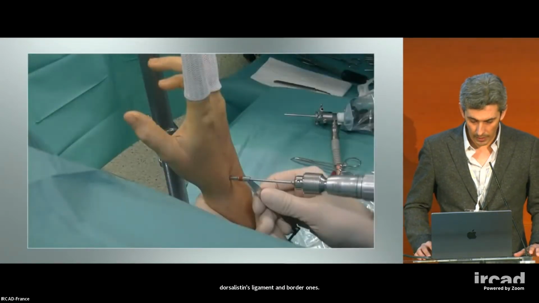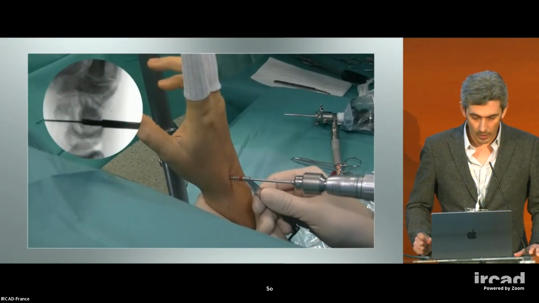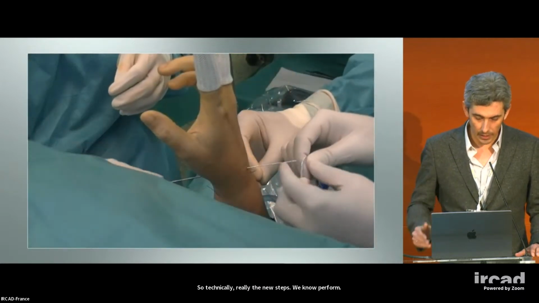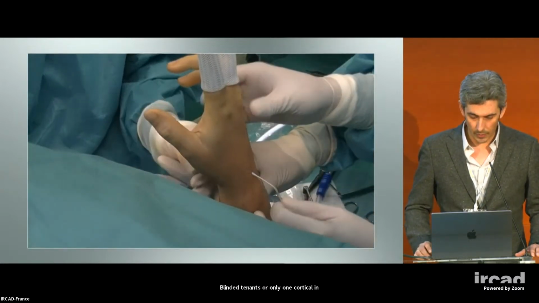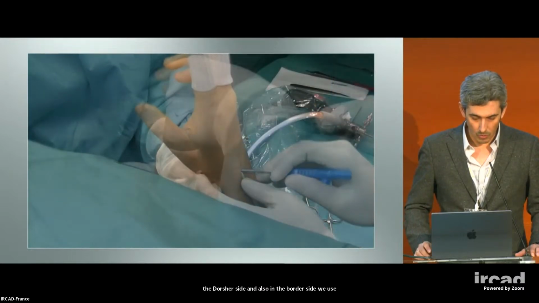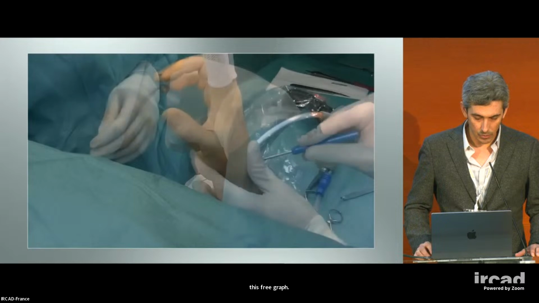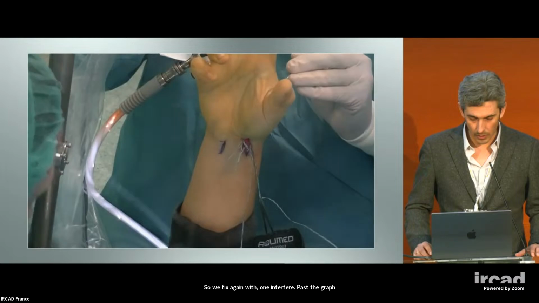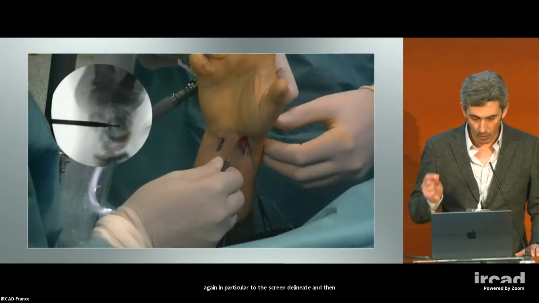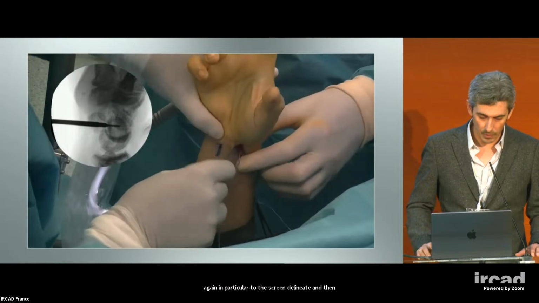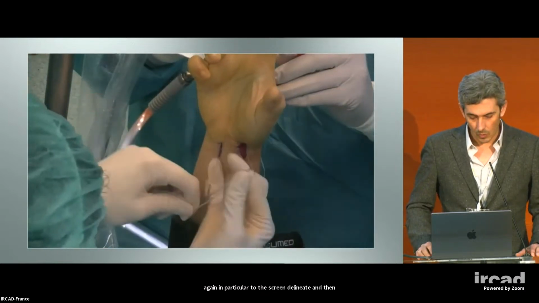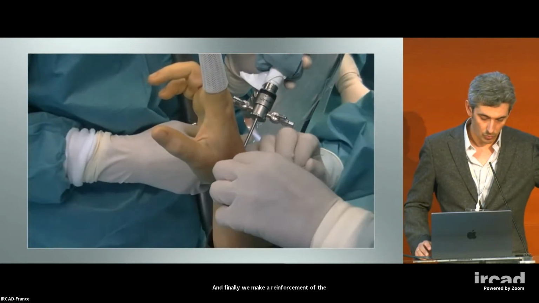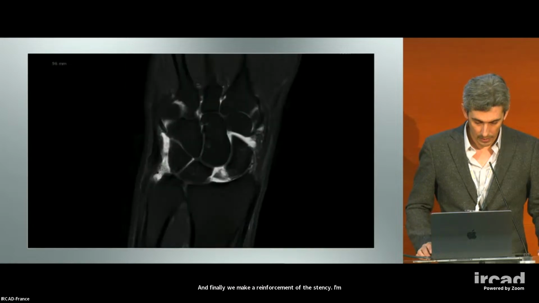So technically, the new steps: we now perform a blinded tunnel, so only one cortical in the scaphoid in the dorsal side and also in the volar side. We use this free graft. So we fix again with one interferential screw, pass the graft again intra-articular, put the screw in the lunate, and then fix with this small new interferential screw from the volar side. And finally, we make a reinforcement of the extrinsic ligament in the volar side, and over the capsule, trying to go radial in the scaphoid to the lunate, the extrinsic ligament.